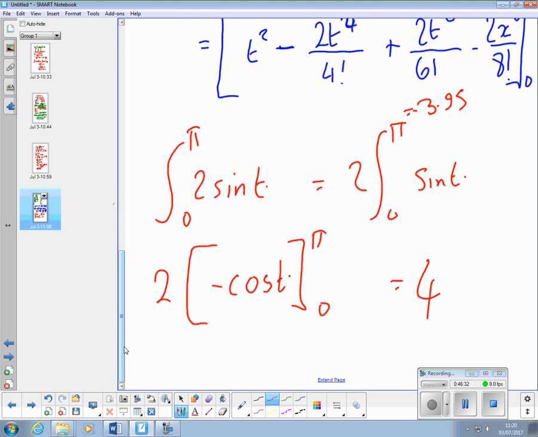Which table are you looking at? You're looking at differentiation, I reckon. Right. The exact answer to that problem is 4. So the Maclaurin series estimate was 3.95. The exact answer is 4.